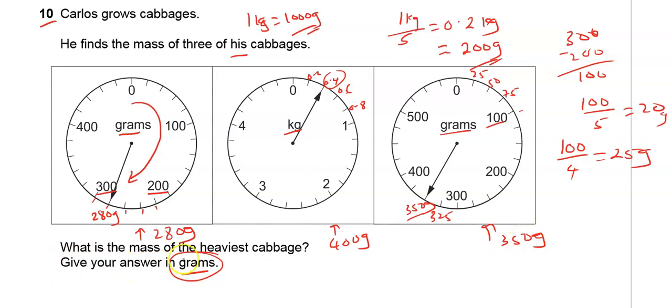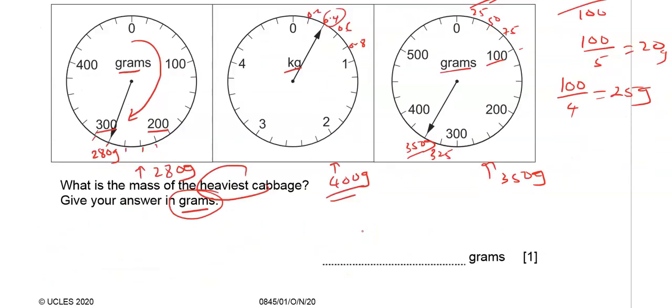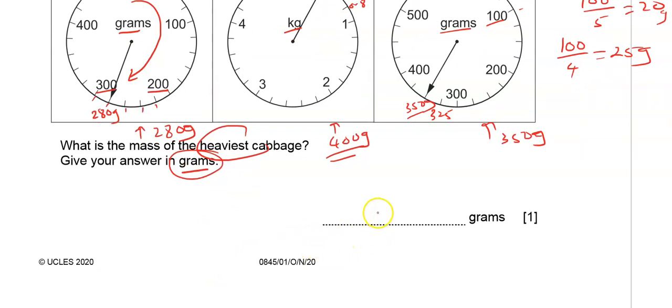So what is the mass of the heaviest cabbage? The heaviest cabbage is 400 grams. So 400 grams is the heaviest cabbage.